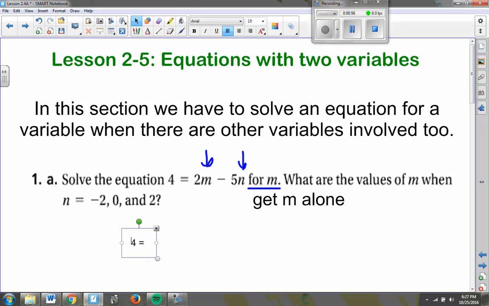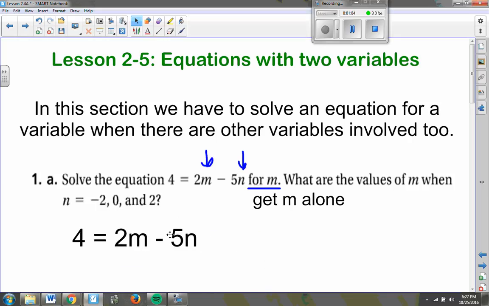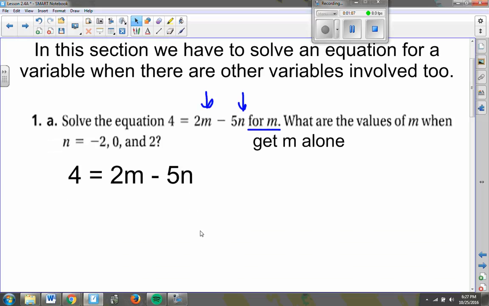So just like we would if we just had an x, I'm going to rewrite this equation. 4 equals 2m minus 5n. And the first thing that I need to do is get rid of whatever is being added or subtracted onto the 2m, or onto the m, right? Because the m is being multiplied by 2 right here, and then it's being subtracted by this 5n piece. So the first thing that I'm going to do is get rid of the minus 5n by adding 5n on both sides, because the opposite of a negative 5n is plus 5n.